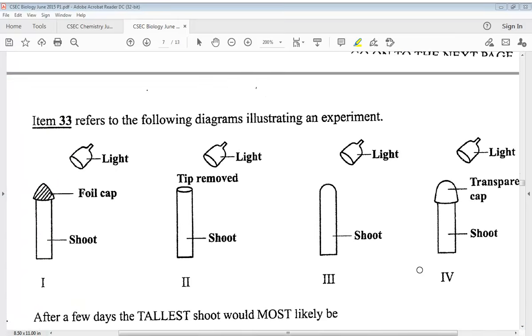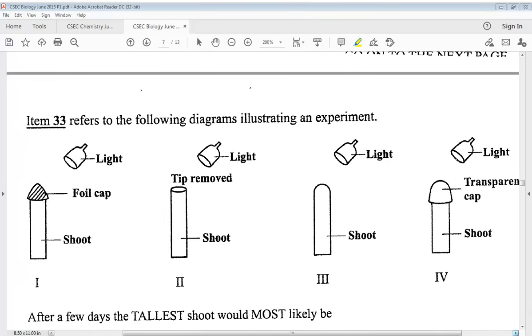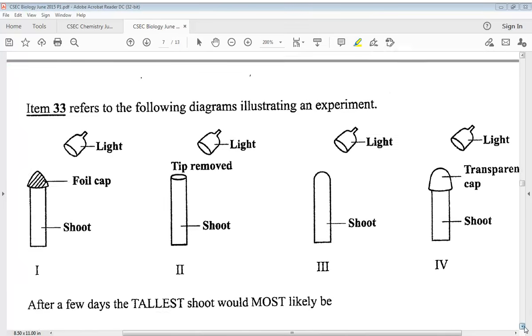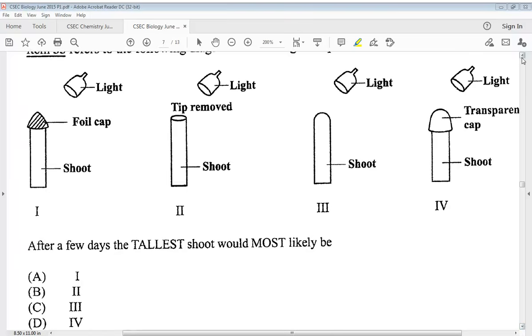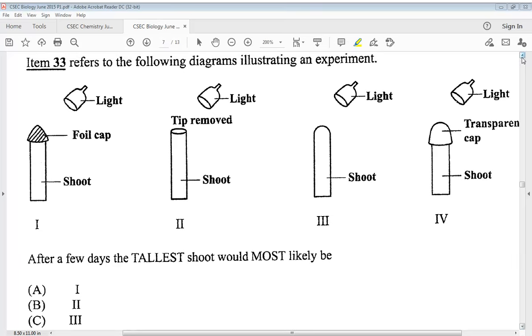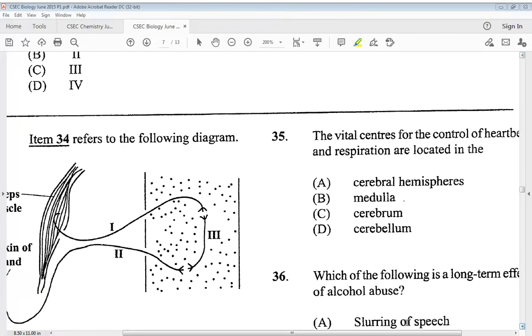So item 33 refers to the following diagrams illustrating an experiment. So there you have it. It says after a few days, the tallest shoot would most likely be... So the answer is A, at 1. Let's go on to number 34.